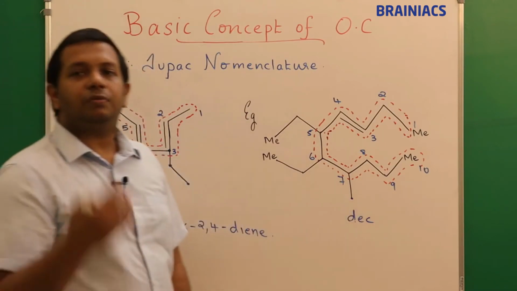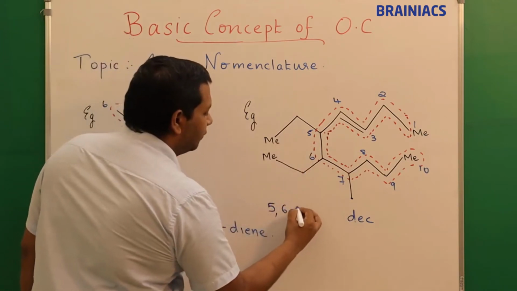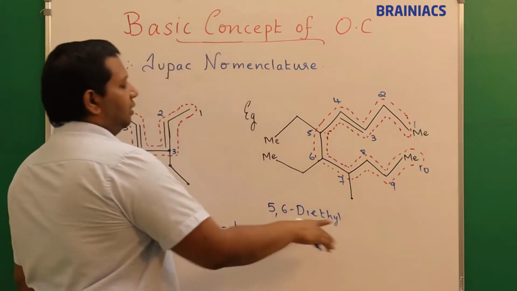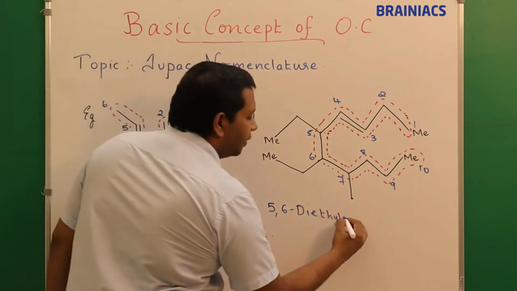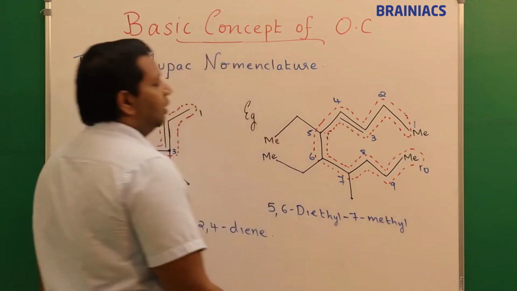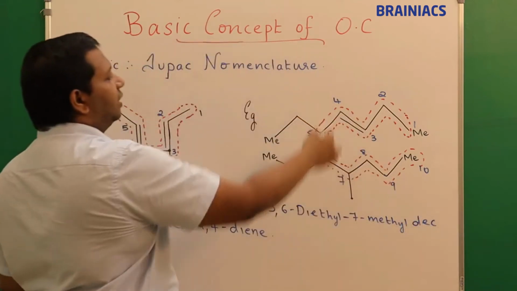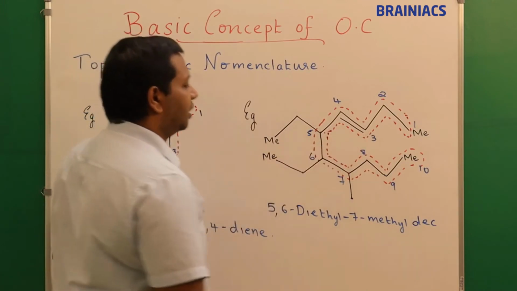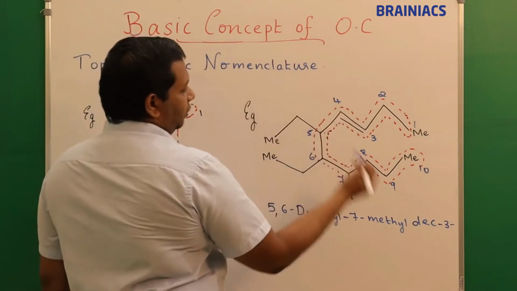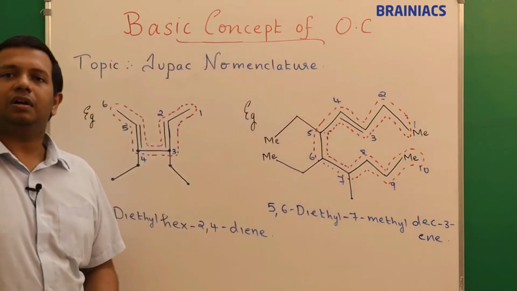By alphabetical order, first we should write ethyl. So we say 5, 6 hyphen diethyl, then hyphen 7 hyphen methyl. Correct? Methyl, then the word root dec. Now how are these linked? There is a double bond at position number 3, so I can write dec hyphen 3 hyphen. No functional group, so it should be hyphen ene. So this should be the name of the compound.